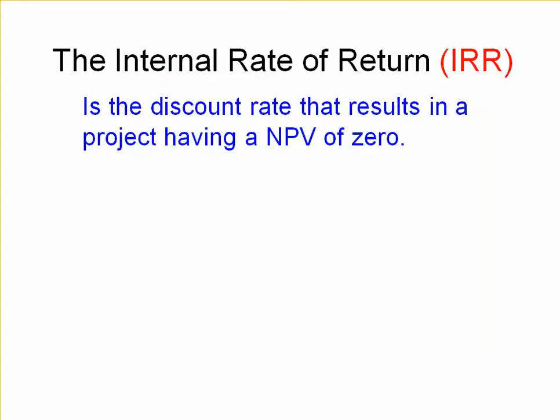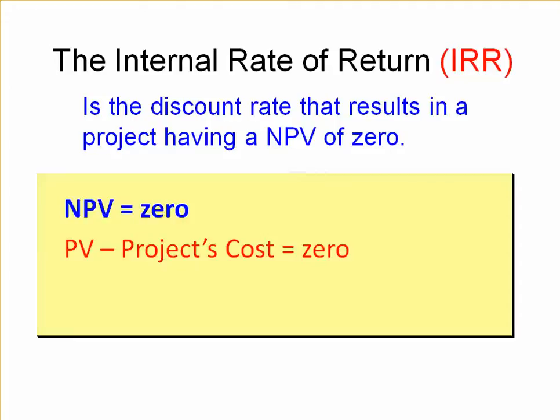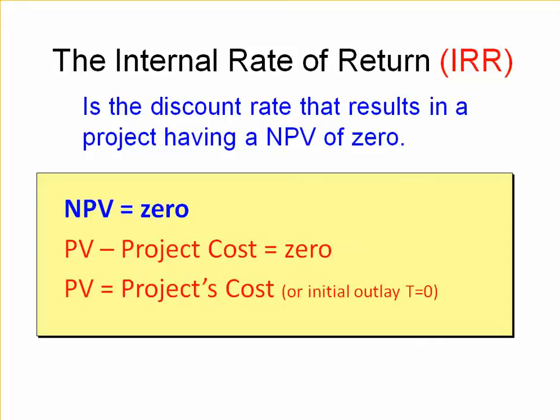Let's move on now to our internal rate of return. The internal rate of return is the discount rate that results in a project having a net present value of exactly 0. In other words, the present value of the project cash inflows minus the project's initial cost is 0. We would say the present value equals our project's cost or initial outlay at time 0.